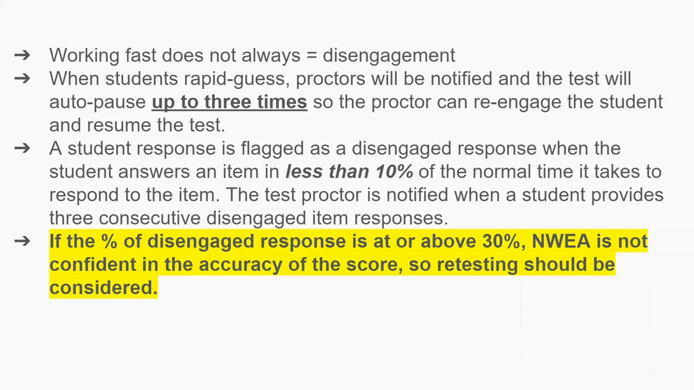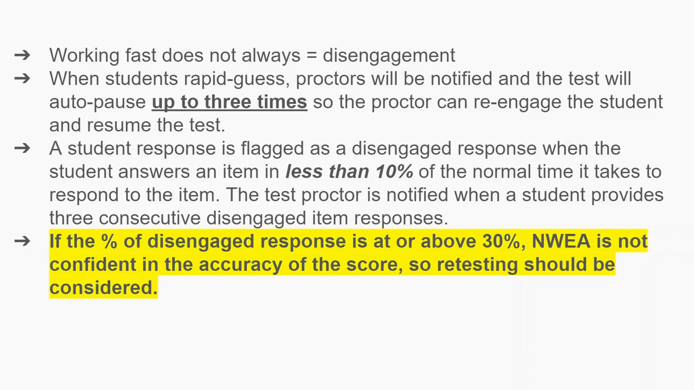In the past, we've had several students who click through the test and finish in 10-15 minutes. The system now has an auto pause feature that'll work up to 3 times if the system indicates that a student is disengaged or rapid guessing too quickly. Basically, a student is rapid guessing if they're answering a question in less than 10% of the normal time it takes to respond to an item.